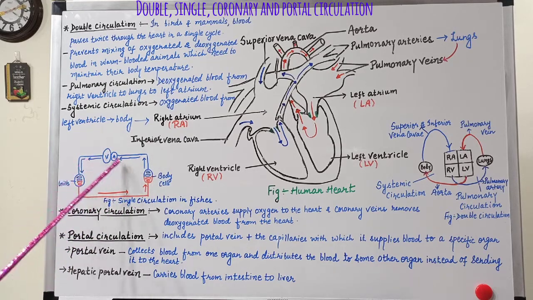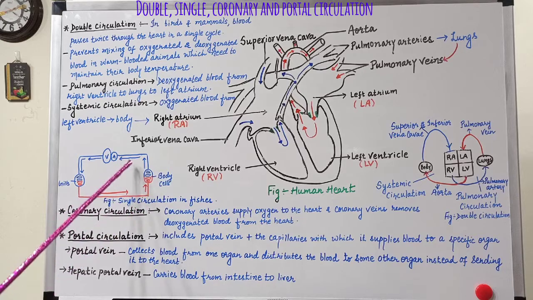So you may notice here that in a single cycle the blood passes once through the heart. So fishes have a single circulation. Single circulation means in one cycle the blood passes only once through the heart. So what happens in fishes?